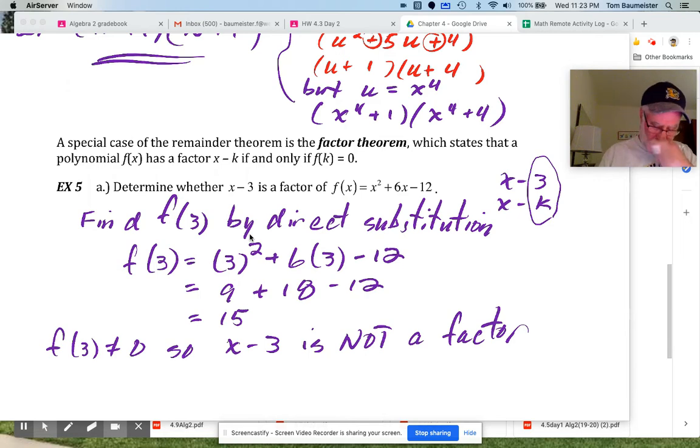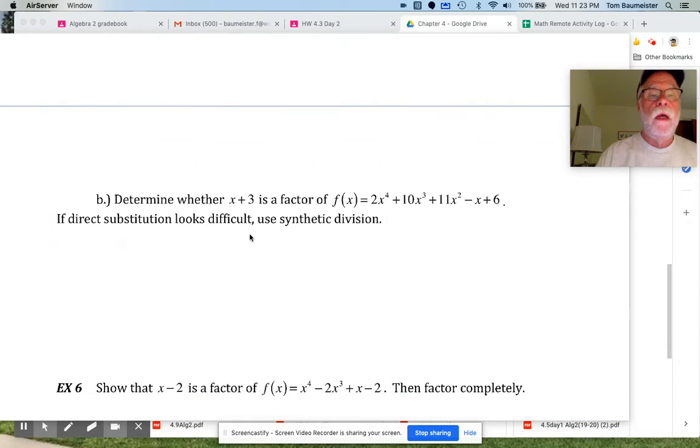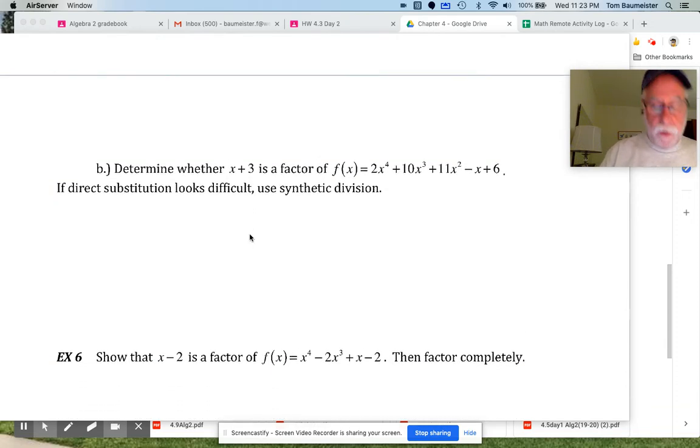Okay. Now, sometimes it looks a little rougher. On this one here, determine whether x plus 3 is a factor of f of x equals 2x to the 4th plus 10x cubed plus 11x squared minus x plus 6. Now that one kind of looks nasty, but if it looks difficult, go ahead and just use synthetic division.